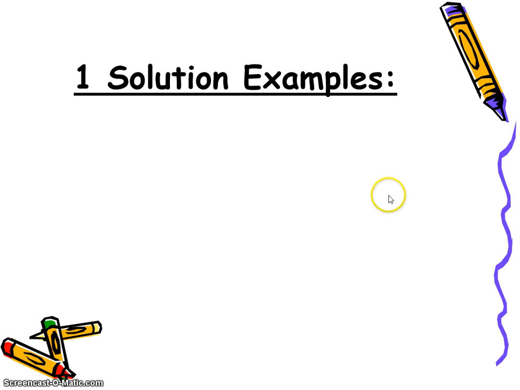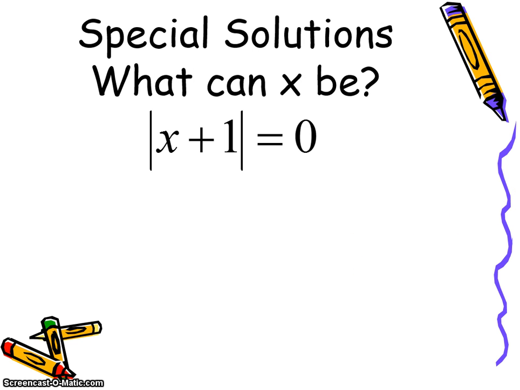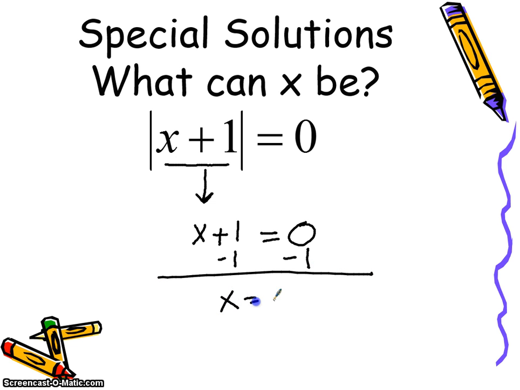Now let's look at some one solution examples. And we know that these occur when our absolute value symbols equal 0. So here is an equation where the absolute value is equal to 0. We can see that the absolute value symbols are already isolated. So we know that what's inside the absolute value symbols has to be 0 away from 0 or equal 0. So then just isolate your variable and we get x is equal to negative 1.